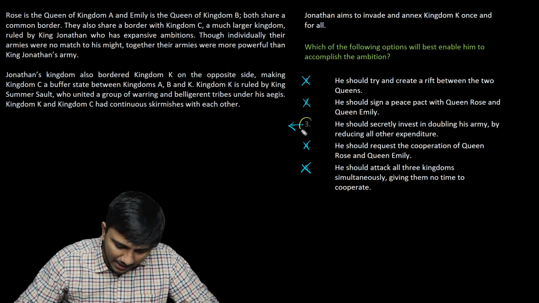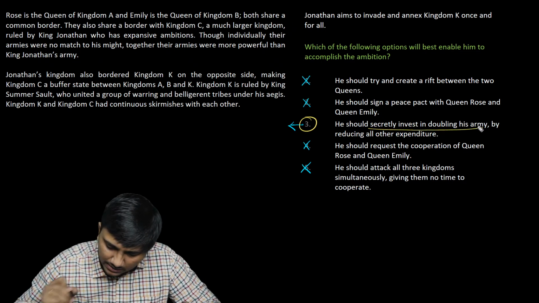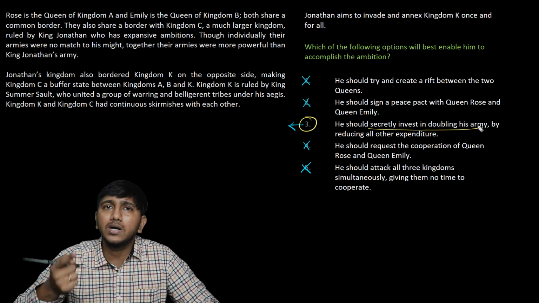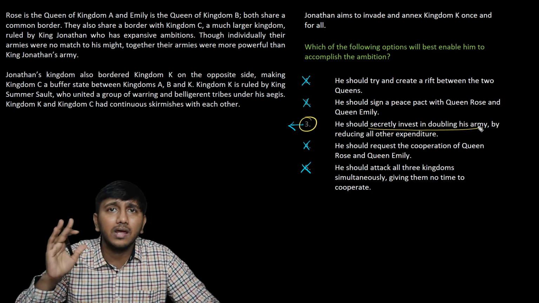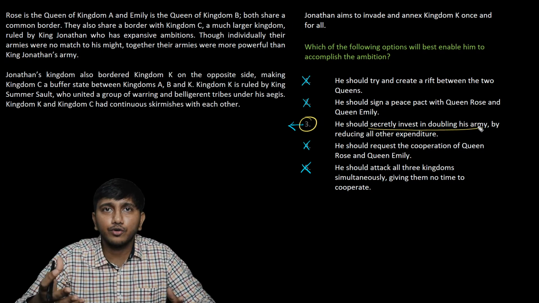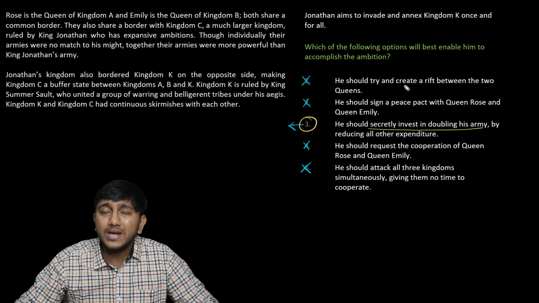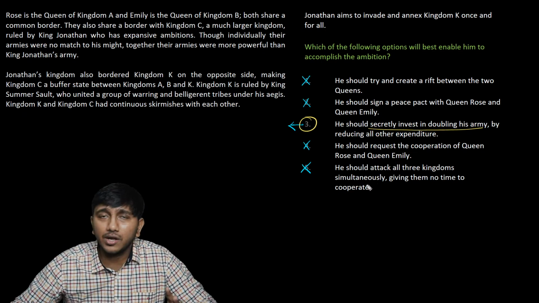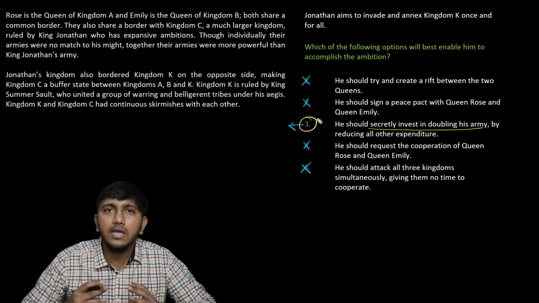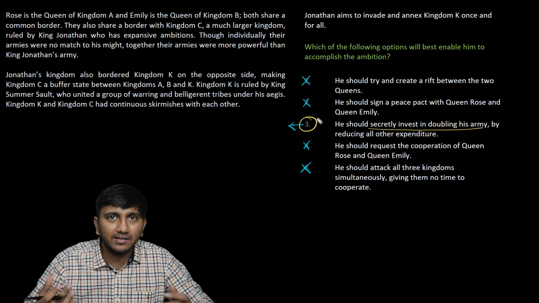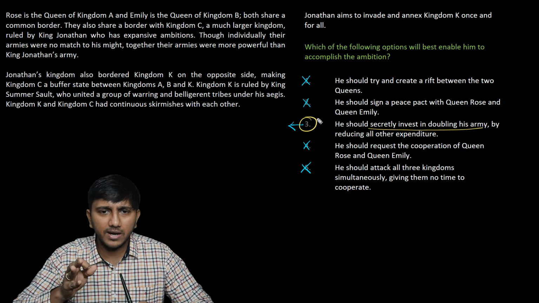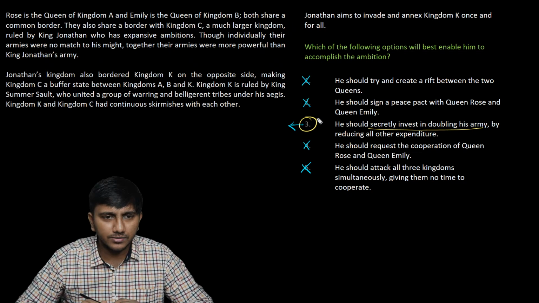So the best option we have here is to secretly invest in doubling his army. Any kind of reaching out to the queens might not work out in his favor. Maybe the queens are not interested at all in helping him annex K. What do they have to gain in the whole process? So anything to do with the queens might not be a great option, and attacking all three at the same time is probably the dumbest move. So the best option we have is 3: secretly increase your army and then go for an attack sometime later. Please type 3 if everybody is clear why we are going with option 3 for this question.